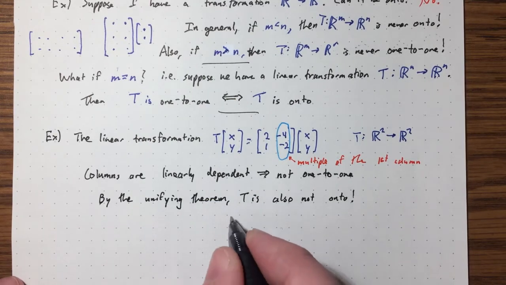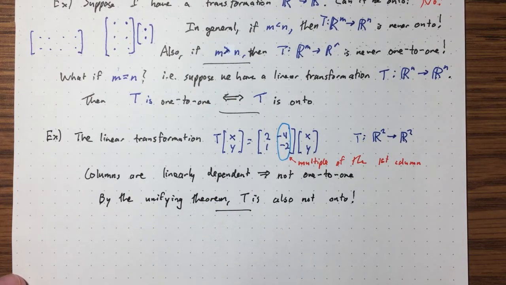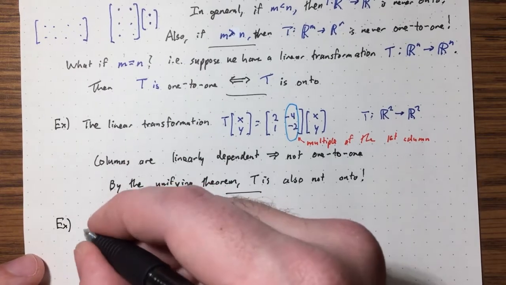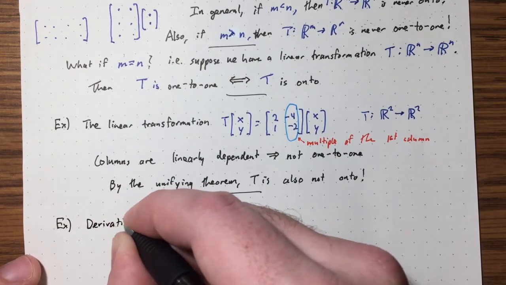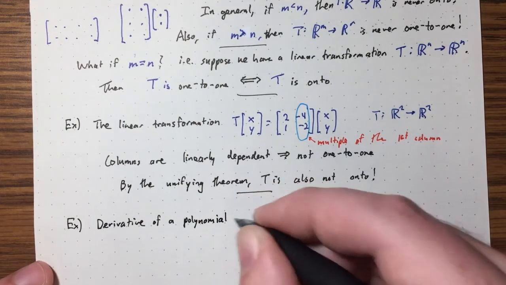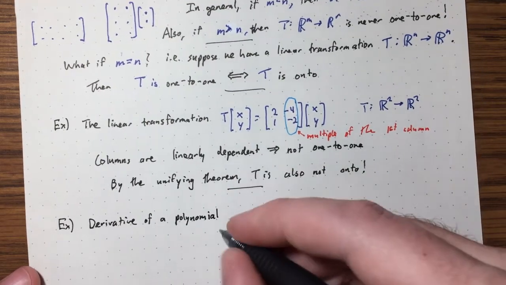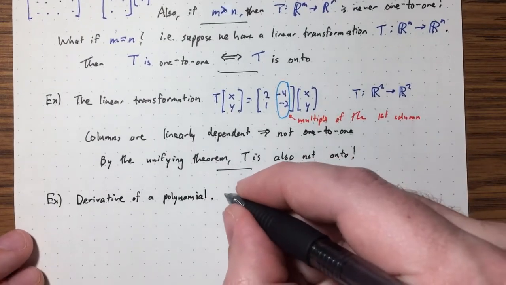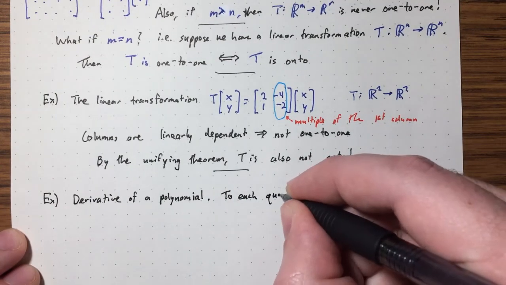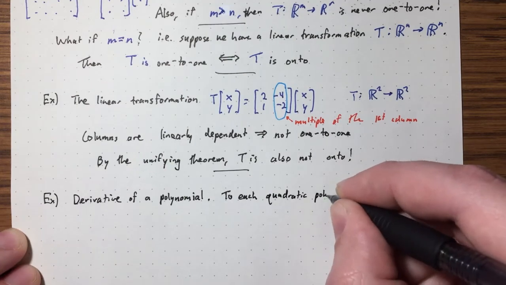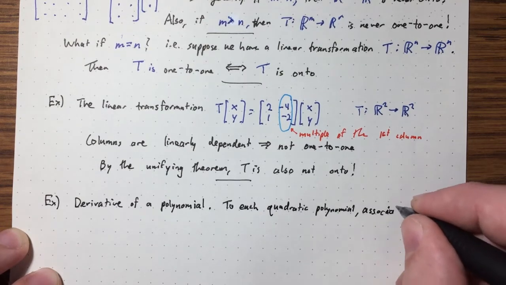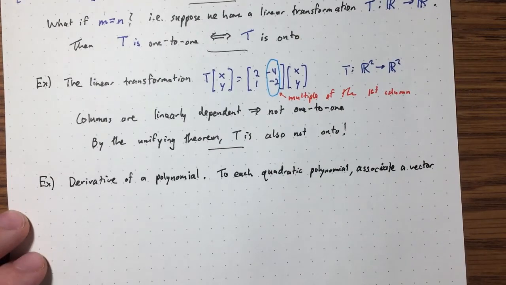Okay, so I want to do one more example. Let's do this. So this is kind of a cool example. So this is the derivative of a polynomial. What do derivatives have to do with linear transformations? Okay. So here's the idea. So to each polynomial, and let's say quadratic polynomials, so we're going to deal with degree two polynomials. So to each quadratic polynomial, let's associate a vector. Okay, and here's how I'm going to do that.